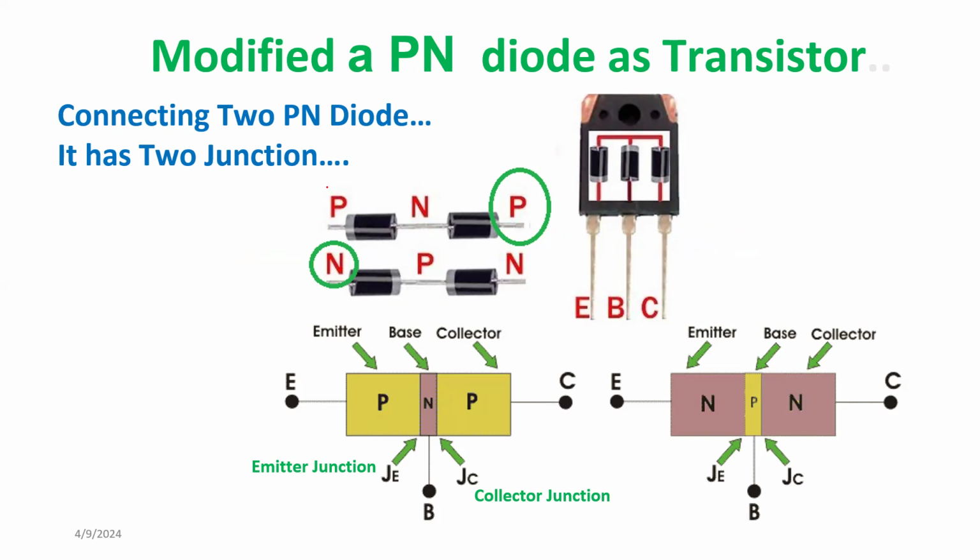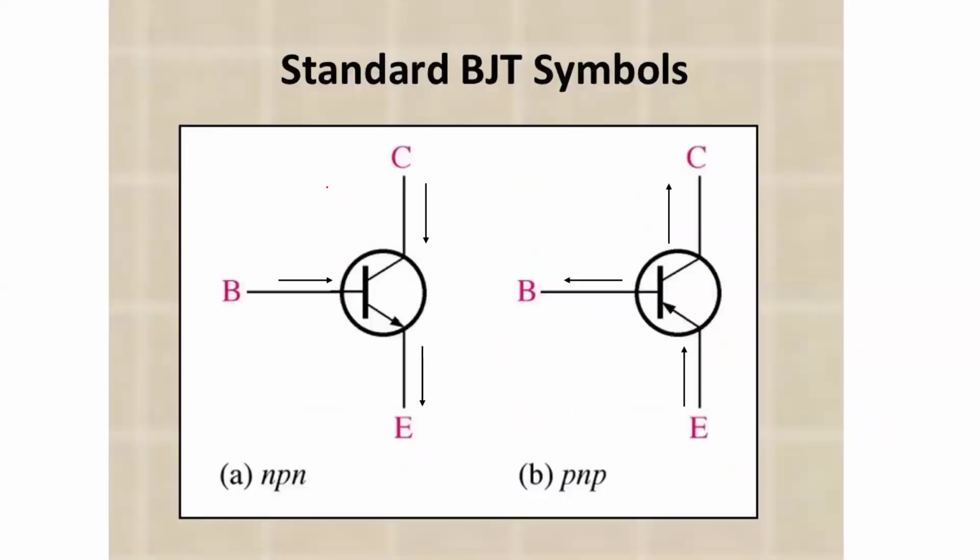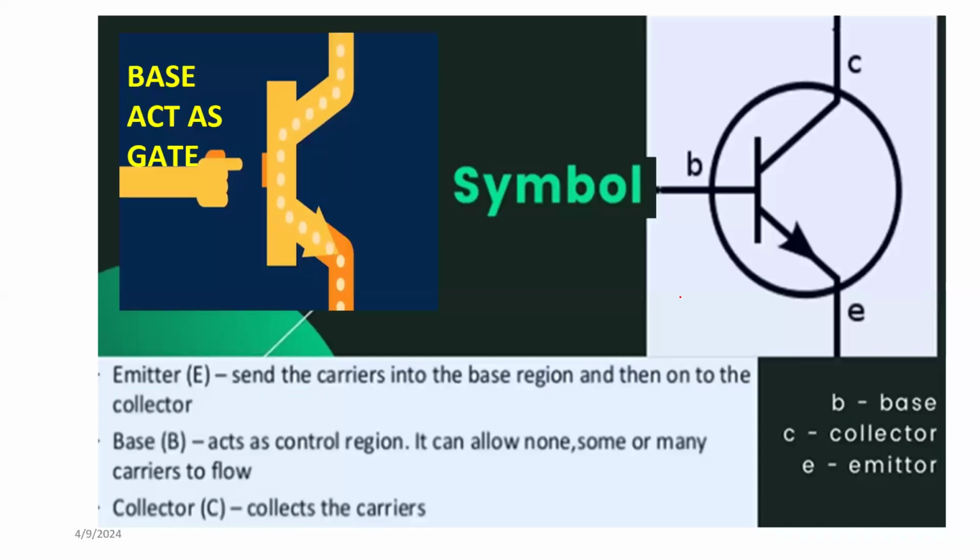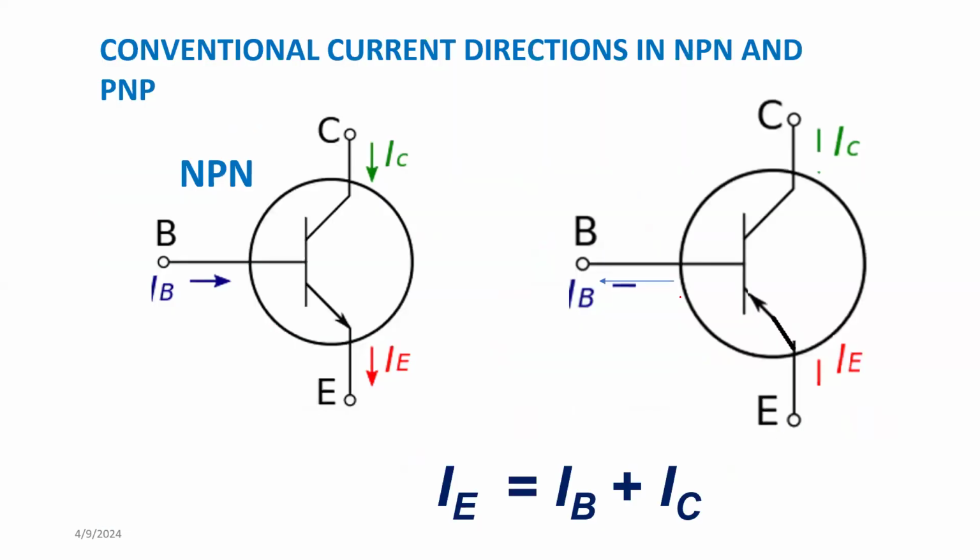Connecting two PN junction diodes back to back, we can observe a transistor. 3 terminals, PNP and NPN types. In NPN, the arrow mark is for which terminal? Emitter. This one is PNP, arrow mark is inward. Standard symbols: emitter sends the carriers into the base and then on to the collector. Base, collector, emitter symbols. These are the symbols.